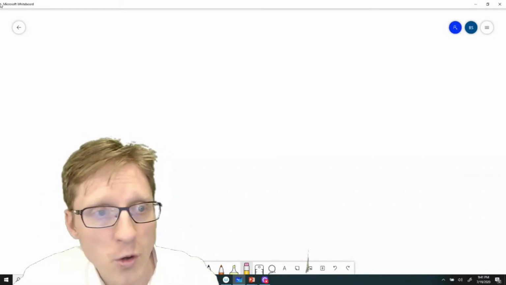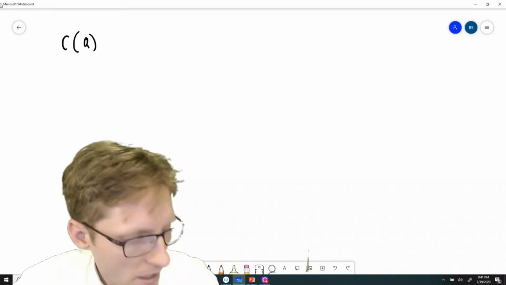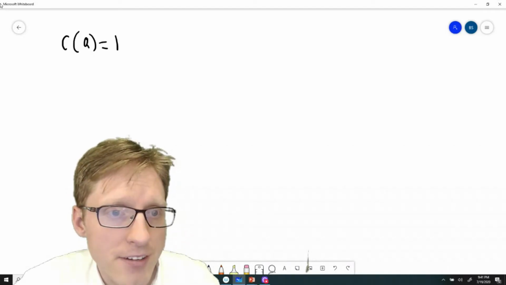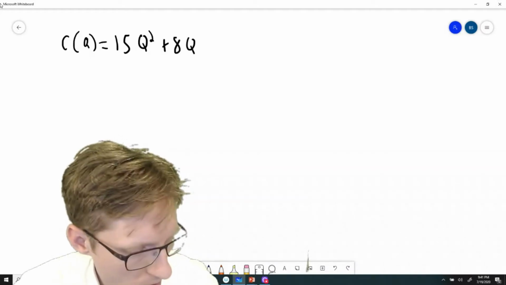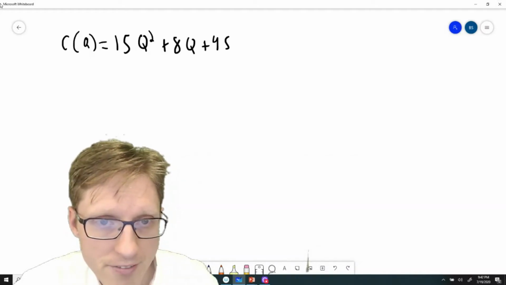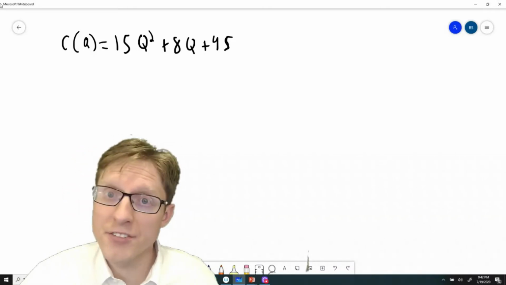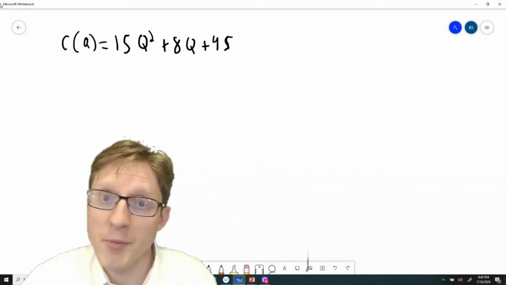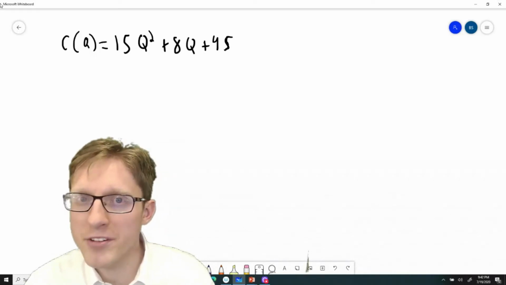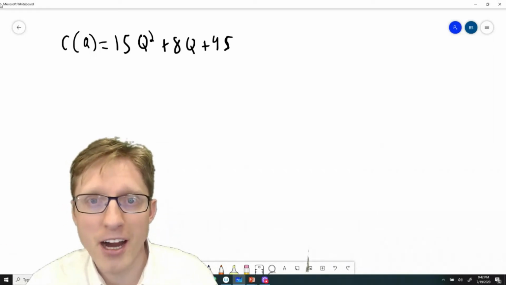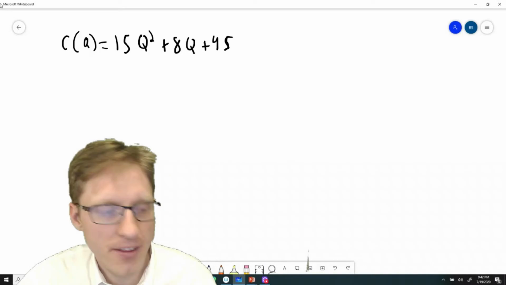Let's assume that the total cost function, C of Q, is equal to 15 times Q squared plus 8Q plus 45. Okay. Now if you were to take the derivative of this, you would find that it is positive everywhere, which makes sense. As output goes up, the total costs increase. But that's not what determines economies of scale. The question for economies of scale is whether average costs, not total costs, but average costs are going up or down in the level of output.